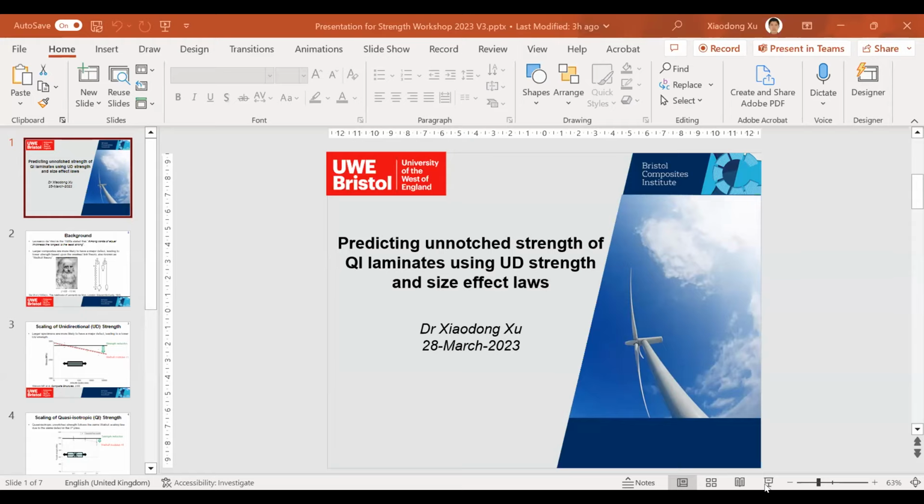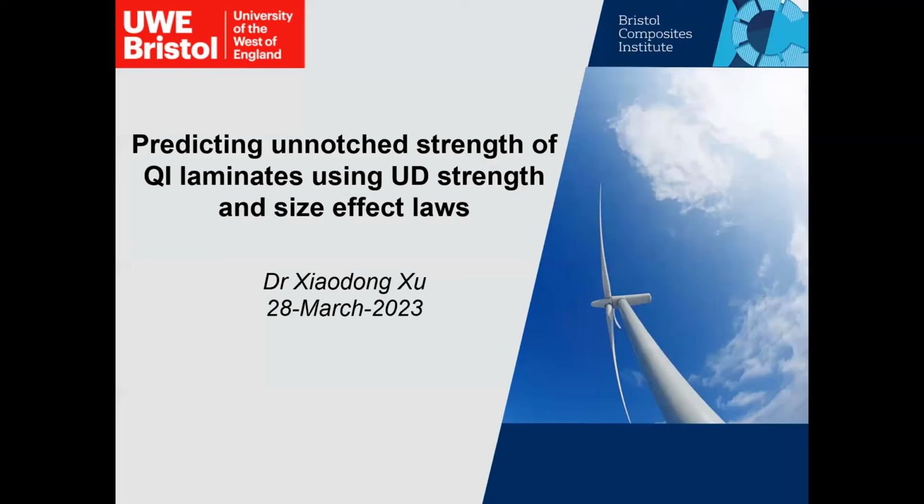I would like to talk about predicting unnotched strengths. Let me make it full screen. Predicting unnotched strengths of quasi-isotropic laminates using UD strengths and the size effect models. I would like to clarify all test cases in my presentation are under tension.